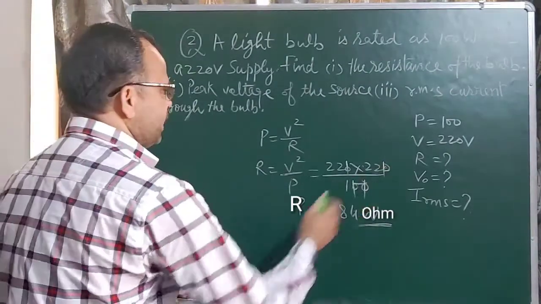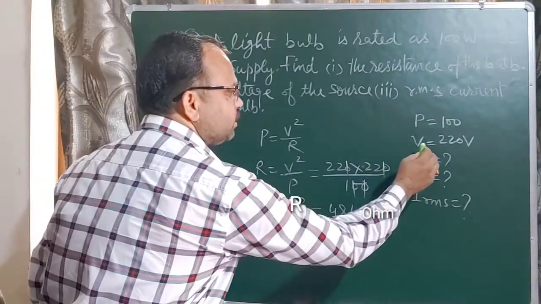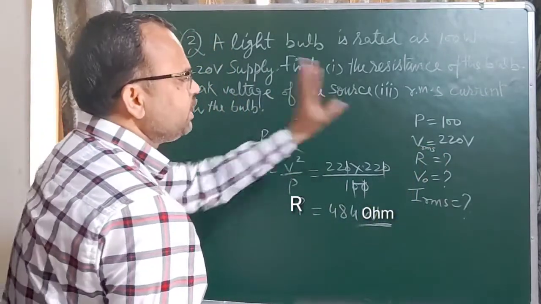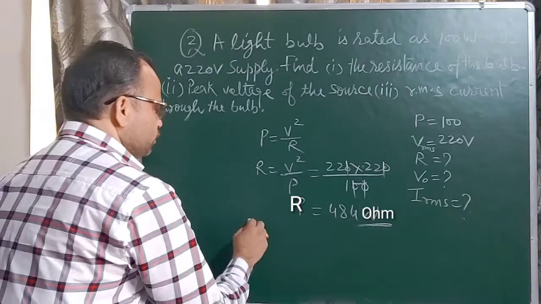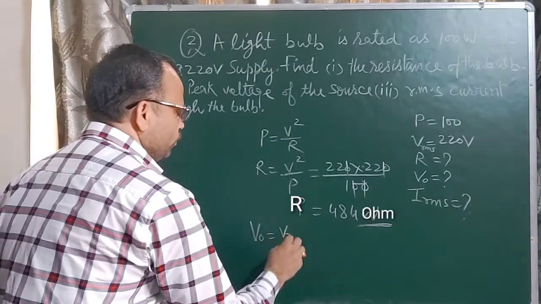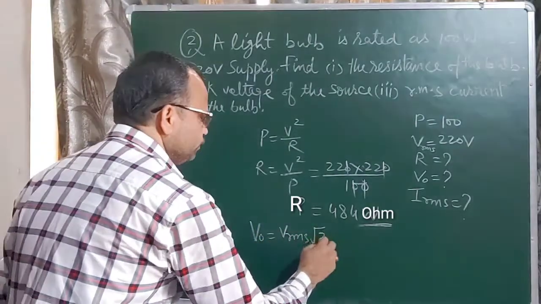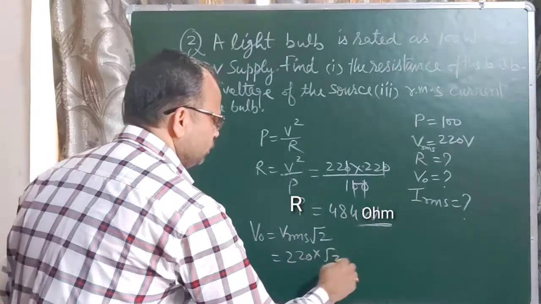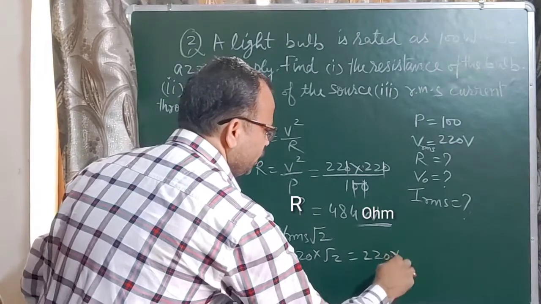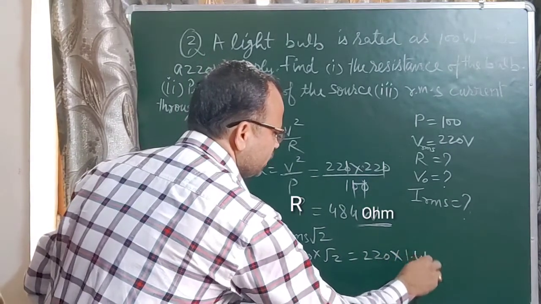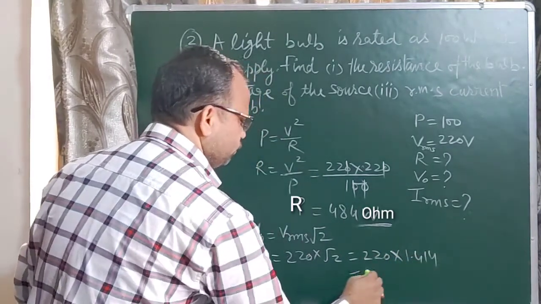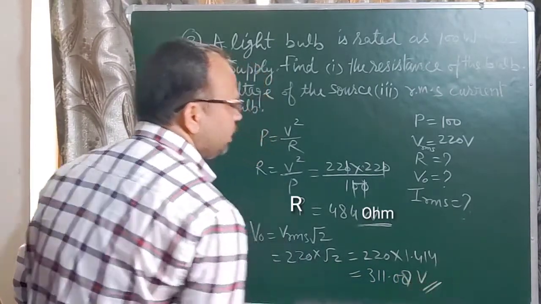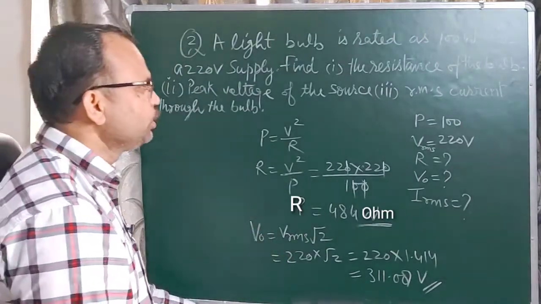Right? Now in the second part, this V is VRMS. In general, the voltage given is always VRMS. It means V naught equal to VRMS into root 2. So 220 into root 2 means 220 into 1.414, so 311.08 volt. It is the peak voltage of the source.